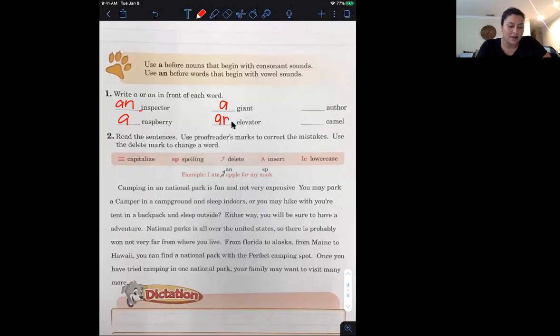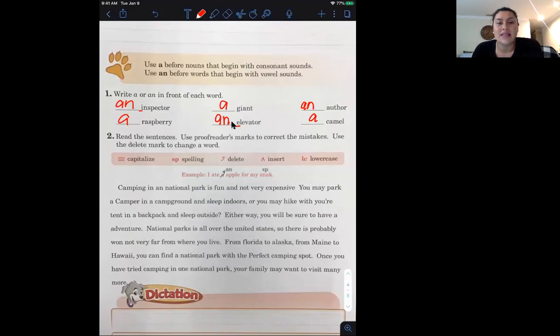An, A-N, because remember, it starts with a vowel sound. Author. An author or a author? An, because an is for a vowel sound, a word that begins with a vowel sound. And for camel, a camel or an camel? A camel. Very good. Let's move on down to the bottom.